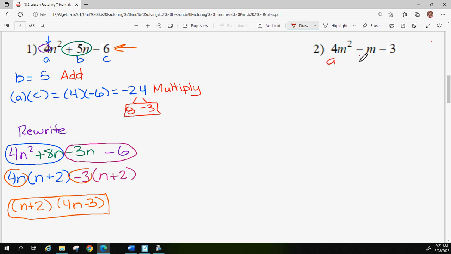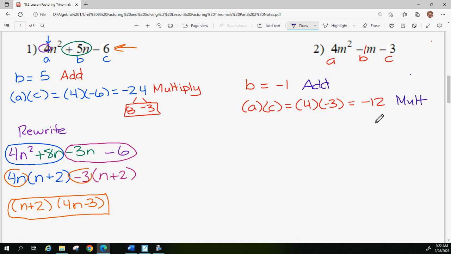I like to label A, B, and C so I know where to look for them. And then I'm going to document B is -1. Remember, that's -1. There's no number written there. Then I'm going to find A times C. So 4 times -3, which is -12. I want my numbers to add to be -1 and multiply to be -12.